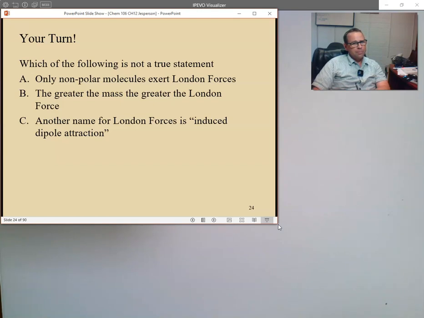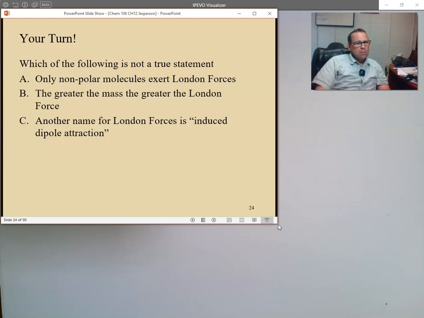Well, I know it's not B. You know it's not which one? I know it's not B because we just talked about that. Okay, so you know B is true. The greater the mass, the greater the London force. I think it's C. Another name for London forces is induced dipole attraction. Yeah, I think that's wrong.